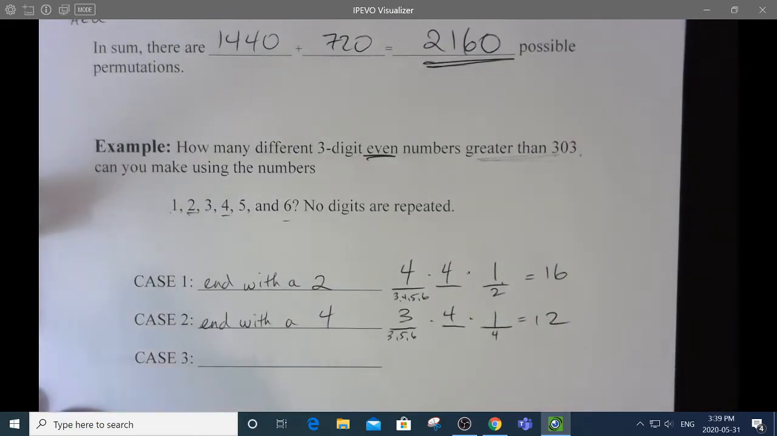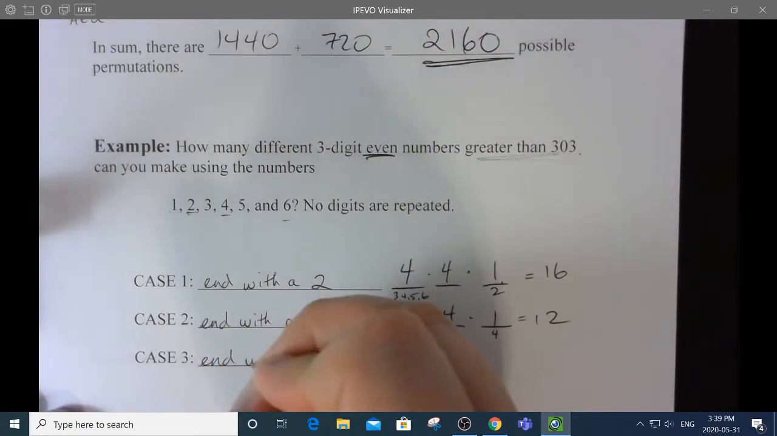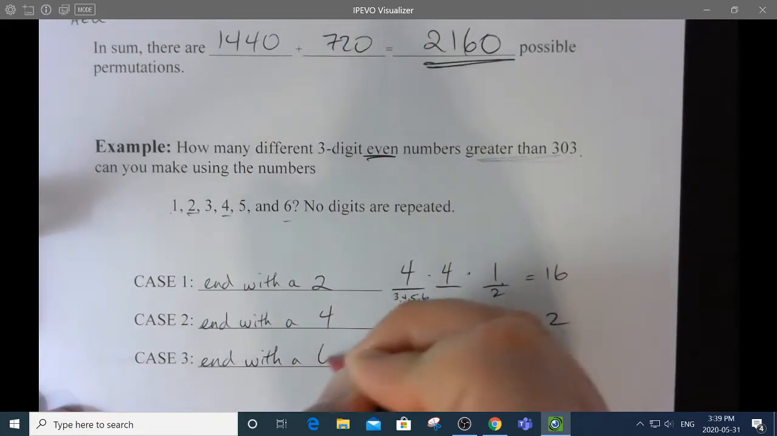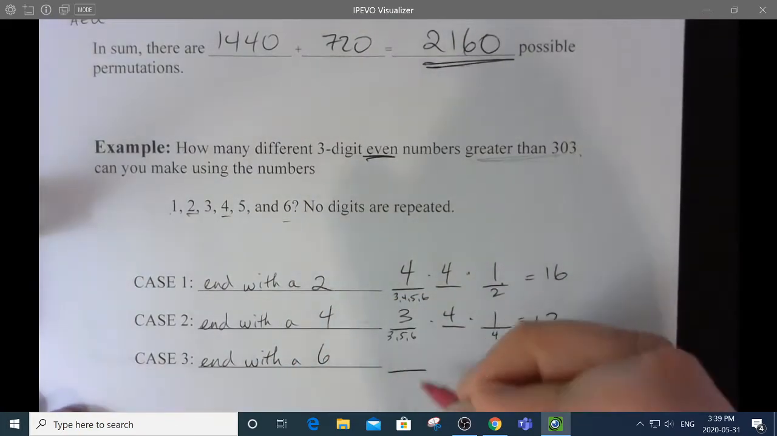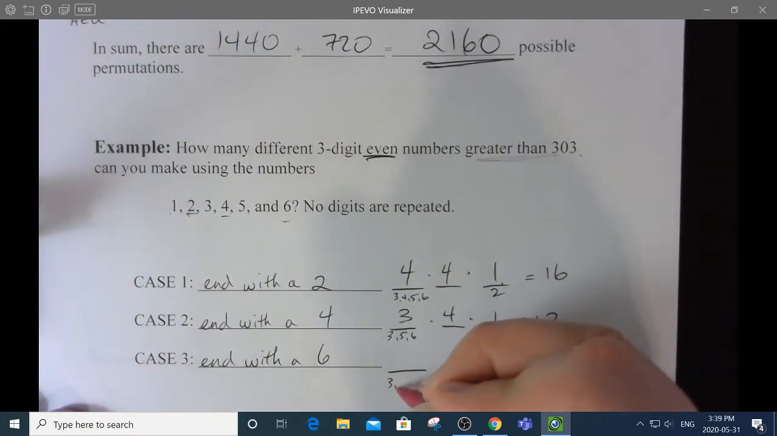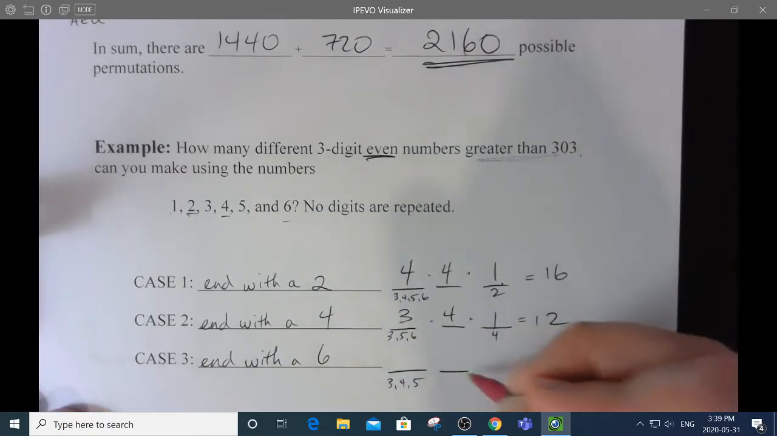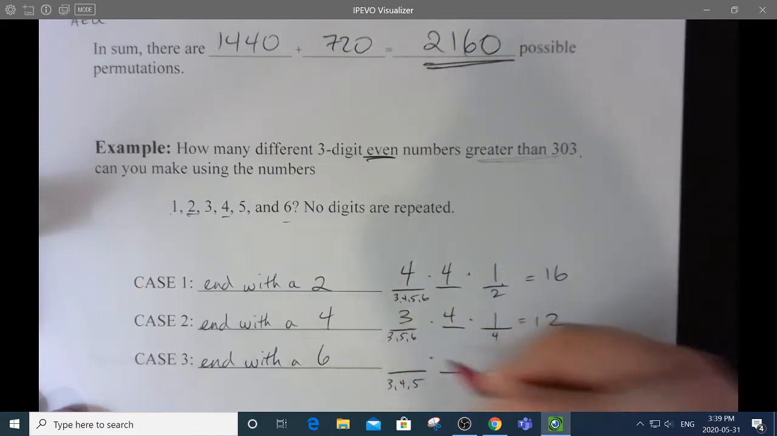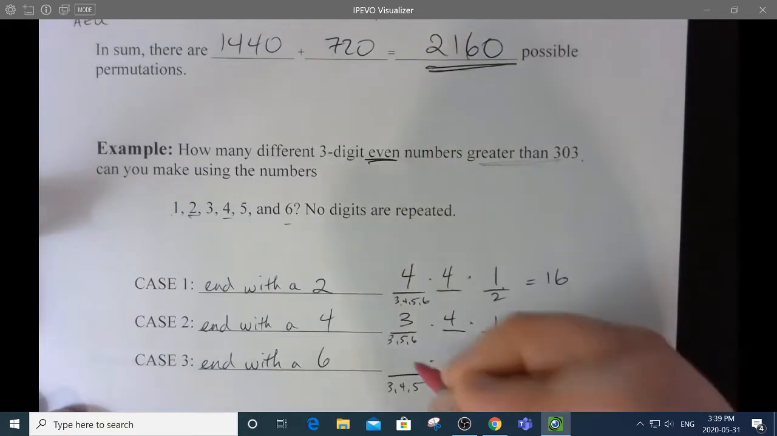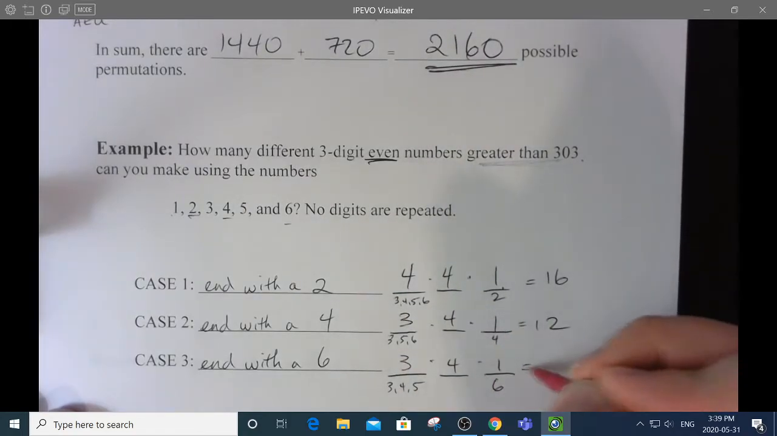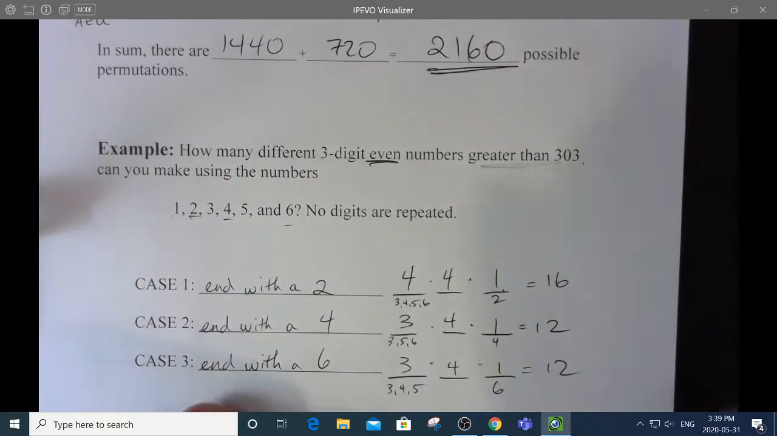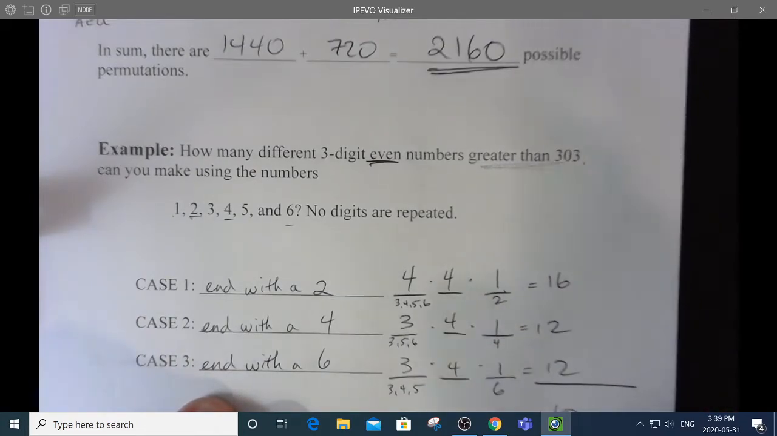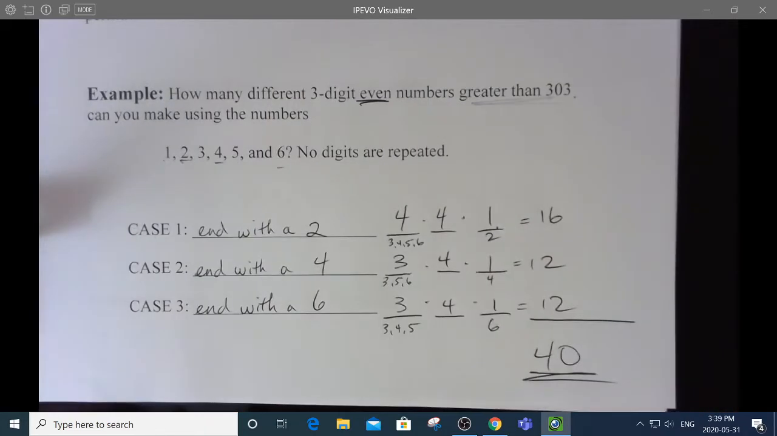And in case 3, it ends with a 6. And notice this one will actually be the same as that one. I can end in either 3 or 4 or 5, but the 6 has to go here. So there's one way to do that, and then there's 3 ways to do that, 4 ways. And so that's 16 plus 12 plus 12. Total that up, and the answer is 40.